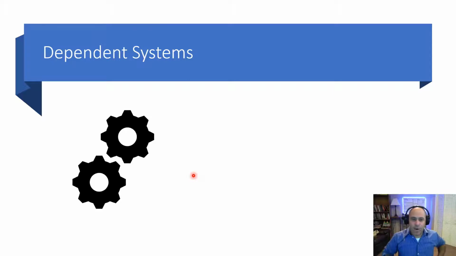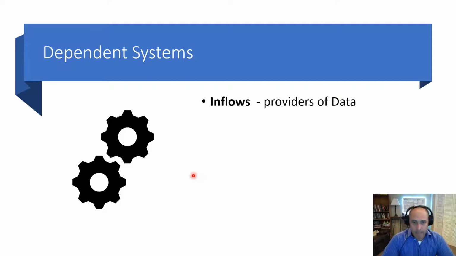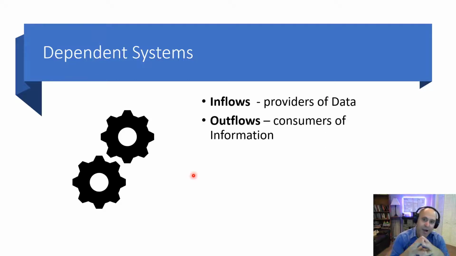So let's talk about dependent systems. When you're looking at dependent systems, you need to think about the inflows. That is, what other systems provide data to the system that you're developing. And then you need to think of outflows. That is, what other systems are the consumers of the information that will come out of the system I'm developing.